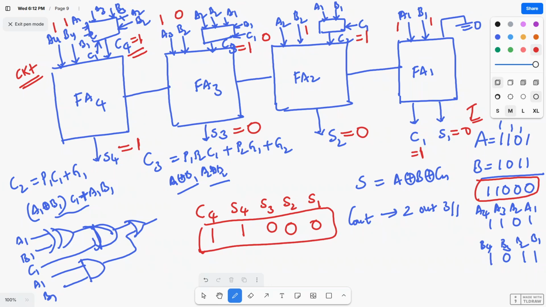But here also using 2 out of 3 logic, sir. Previously we calculated C1, C2, C3, C4 with one equation, that combinational equation. And I am verifying the circuit with 2 out of 3 logic. Is it fine? Can note down, sir. Yeah, note down.